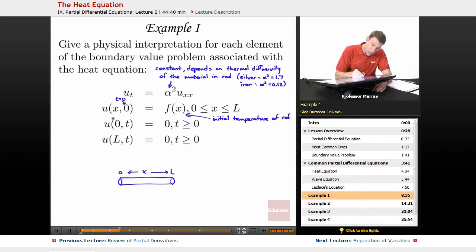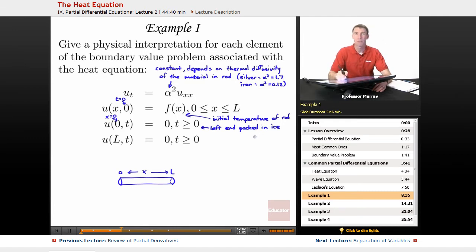U of 0, t, that means we've plugged in x equals 0, which means we're looking at the left end of the rod here. What we're being told is that u of 0, t is equal to 0 for all time. So that means the left end of the rod is being kept at temperature 0 for all time. You want to think of that as the left end being artificially forced to stay at temperature 0, perhaps by being packed in ice.